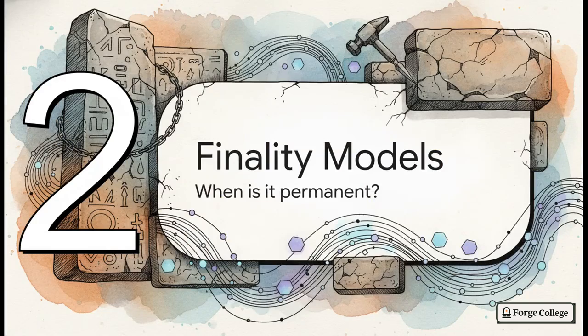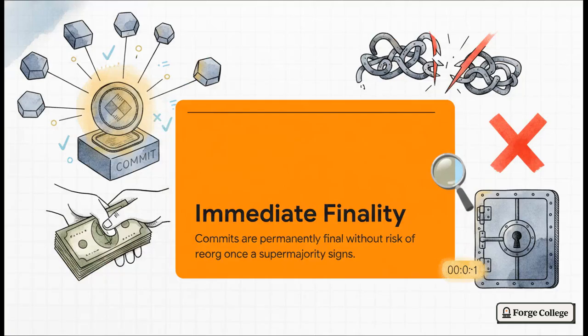Moving on to Section 2. Comparing finality models. When is a decision truly permanent? This brings us to immediate finality. It's defined as a state where commits are permanently final without any risk of reorganization the exact moment a supermajority signs off. Think of this as the ultimate, irrevocable stamp of approval on our blueprint. The millisecond the required votes are in, the block is final. Done. No takebacks, no alternate histories. It's as permanent as handing someone physical cash.